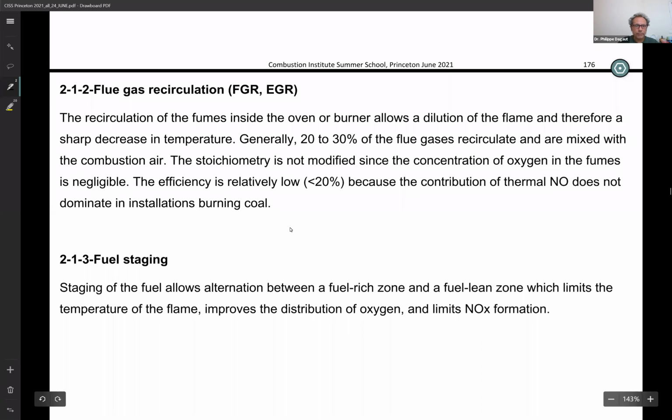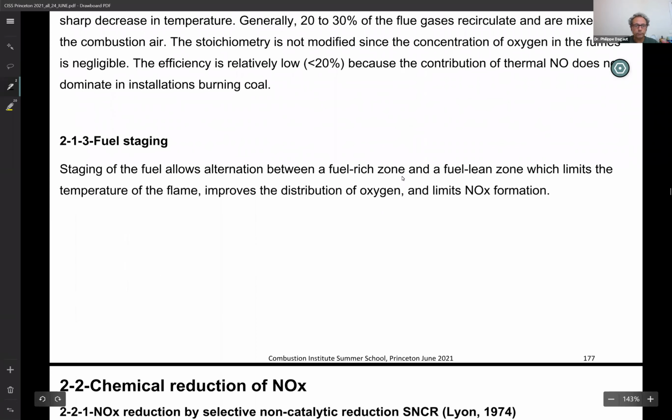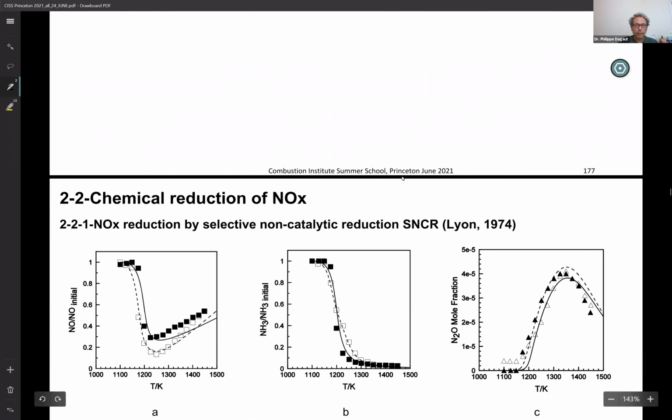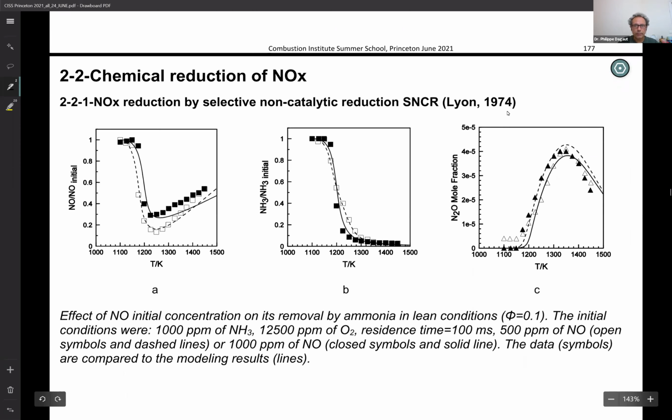Fuel staging allows alternation between fuel-rich zone and fuel-lean zone, which limits the temperature of the flame, improves the distribution of oxygen, and limits NOx formation. And then these are post-treatments.